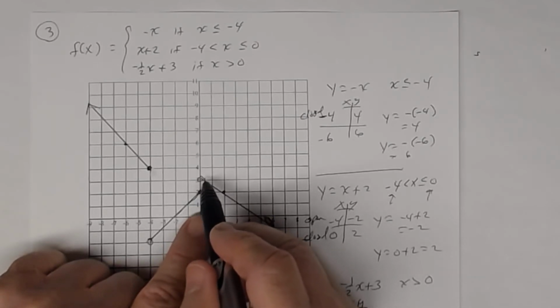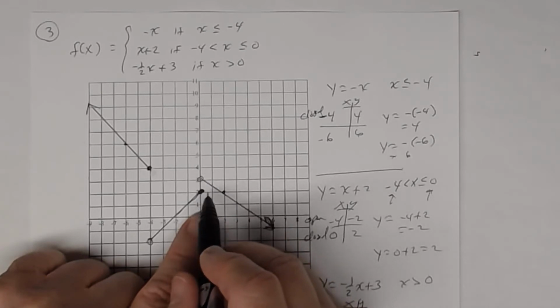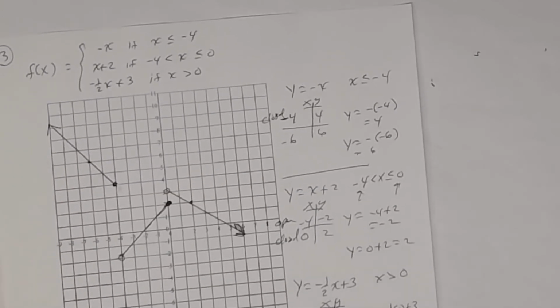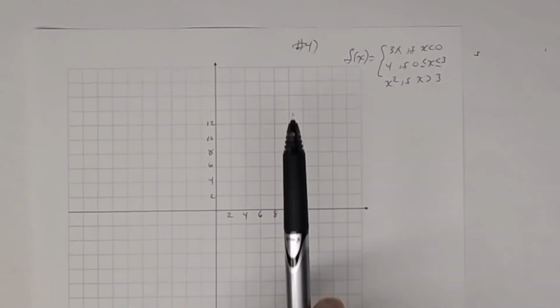This is not the y-intercept because that's open. All right, so keep that in mind. All right, so that's number 3. Let's look at number 4. Let's do another one, number 4. All right, this is number 4 right here.